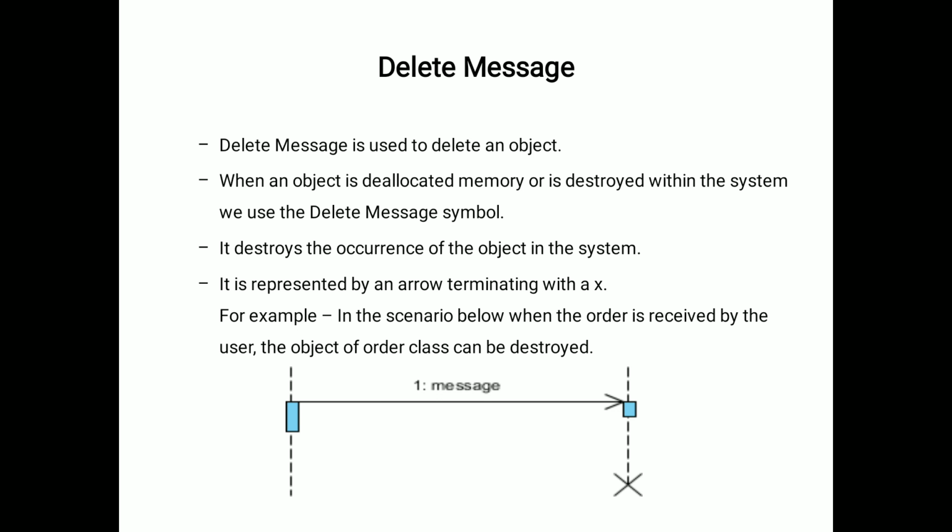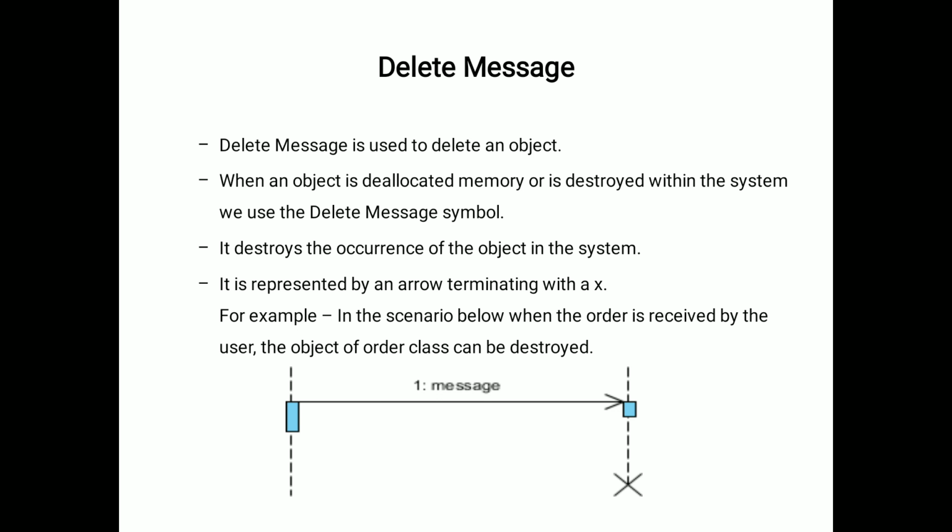Now the delete message is used to delete an object. When an object is deallocated, its memory is freed or it is destroyed within the system, we use the delete message symbol. It destroys the occurrence of the object in the system. It is represented by an arrow terminating with an X. You can see here, that is the crossbar. With that, the delete message is also called kill.